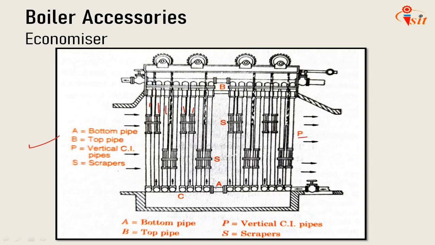So A is the bottom pipe through which the feed water is pumped into the economizer. The water comes into the top pipe B from the bottom pipe and finally flows to the boiler. The flue gases move around the pipes in the direction opposite to the flow of water. Consequently, heat transfer through the surfaces of the pipes takes place and water is thereby heated.